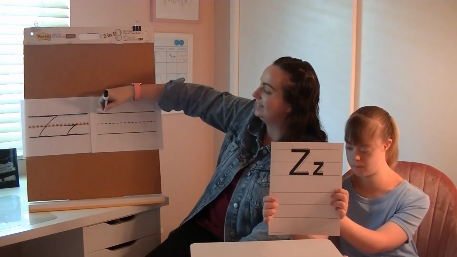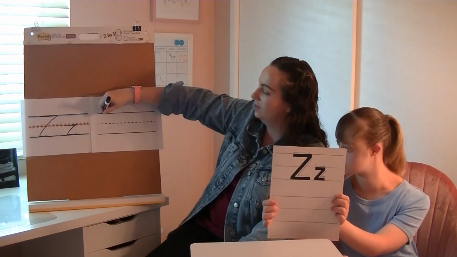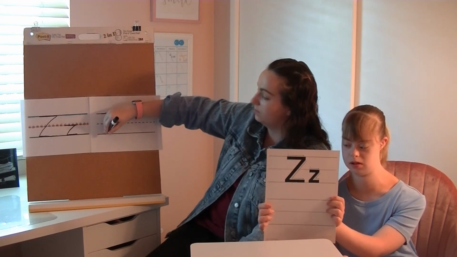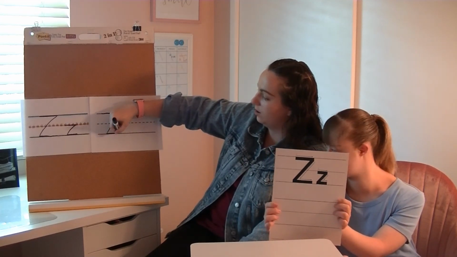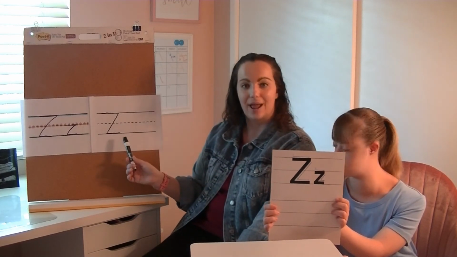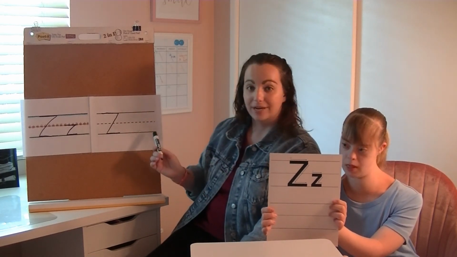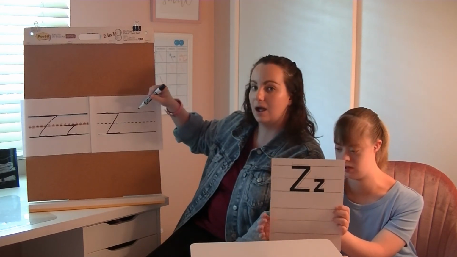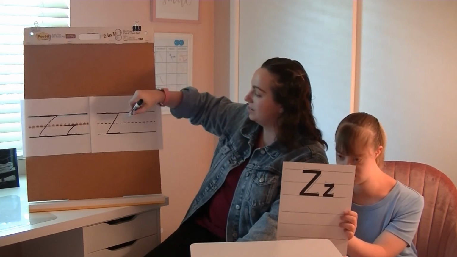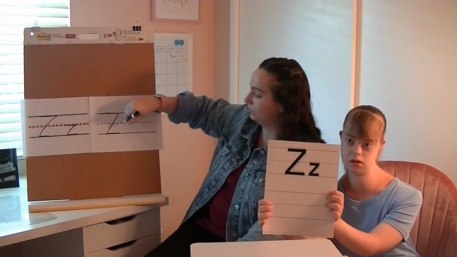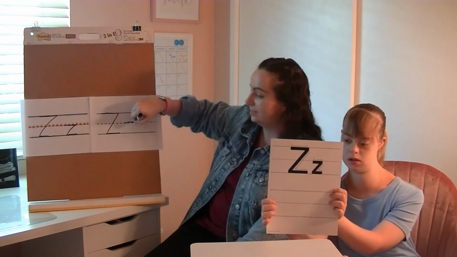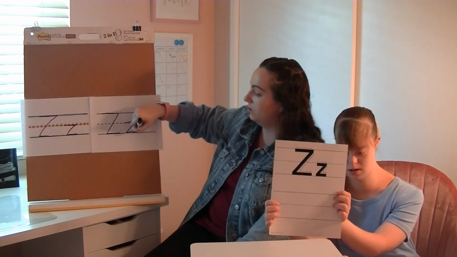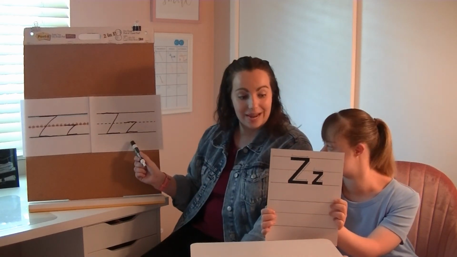For an uppercase Z, you'll start on the top line, draw a line across the top, slant down towards the bottom line, and then draw a line along the bottom. There's your uppercase or capital Z. Then your lowercase z is the same kind of movements, but instead of starting at the top line, you start in the middle line. You draw a line across the middle line, slant back towards the bottom line, and draw a line along the bottom. And there's your lowercase z.